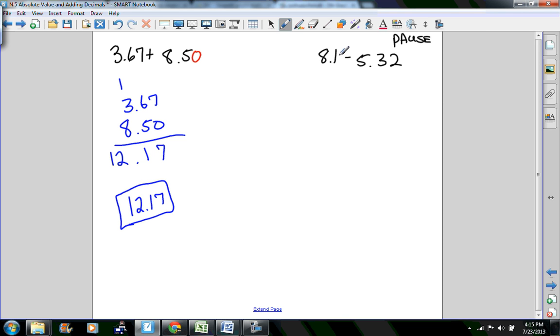The one on the right, this has to be a 0 here. So 8.10, 5.32, and we're subtracting. So I got to borrow. So that's 8. Got to borrow again. That's 7, and that's 2. So 2.78.